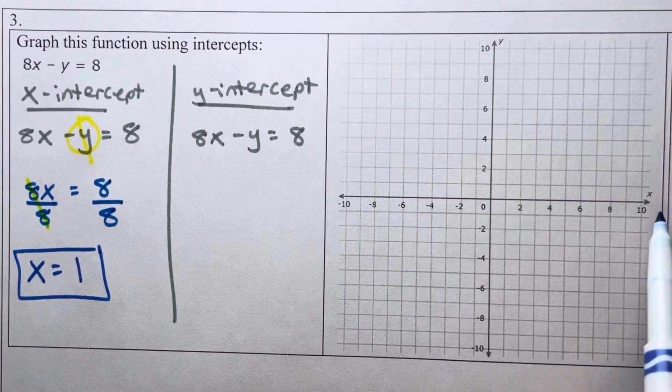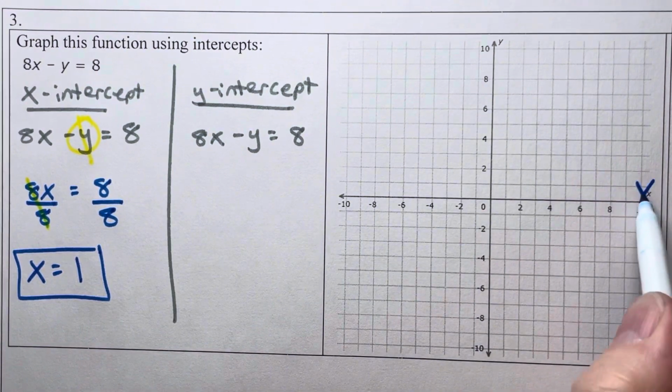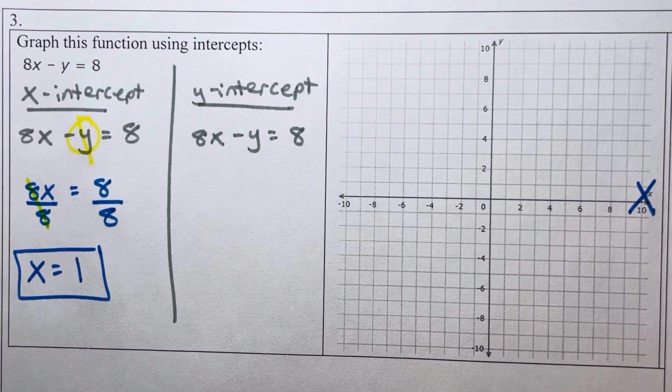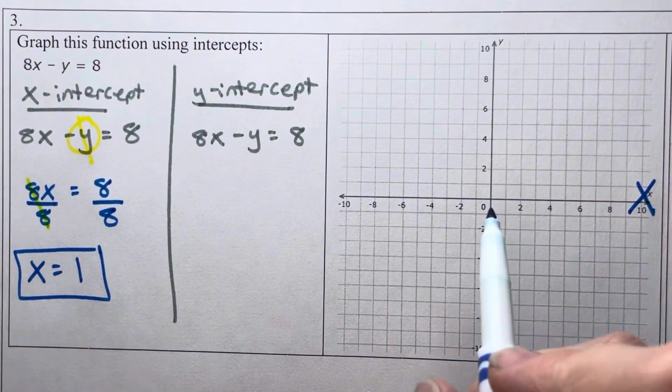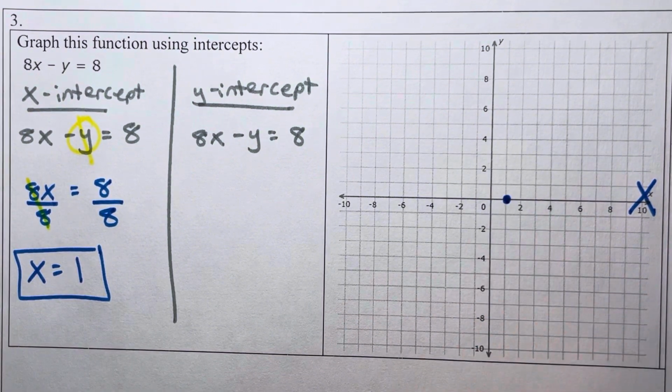Here on my coordinate plane, my x-axis, nice and horizontal through the middle of things, and the intercept is equal to 1. So I have now plotted my first intercept of the given problem. Okay, let's do the second half.